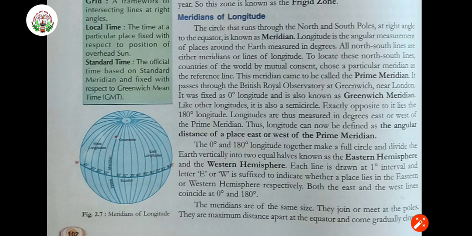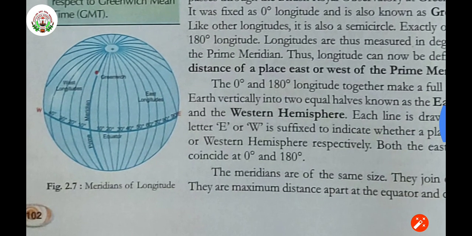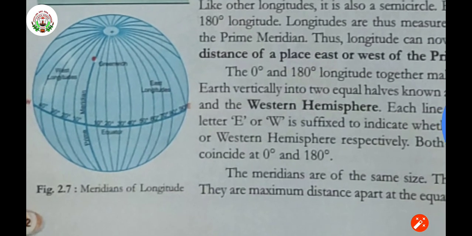Exactly opposite to it lies the prime meridian. Thus, longitude can now be defined as the angular distance of a place east or west of the prime meridian. For the equator, north and south, there were parallel lines. Here, from north pole to south, east to west, the distance is carried in angular distance of the prime meridian. Now you can see the diagram here, meridians of longitude.